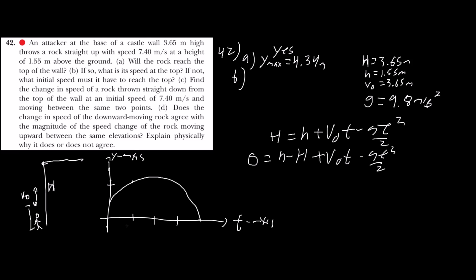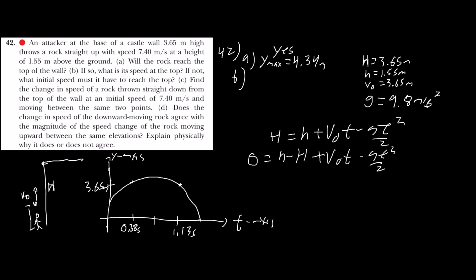All right, folks, the time I found that it takes here would be 0.38 seconds, and then the other one is 1.13 seconds. I'm showing the whole work here, folks. So that's the time it takes for the height to reach 3.65 meters. So that means that the ball is going to travel upward, and if it bypasses, it's going to come back down.